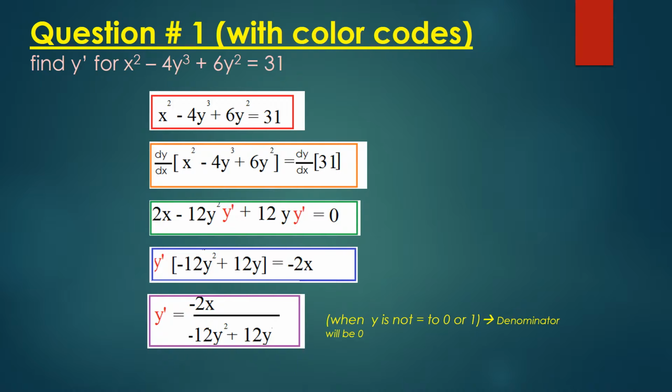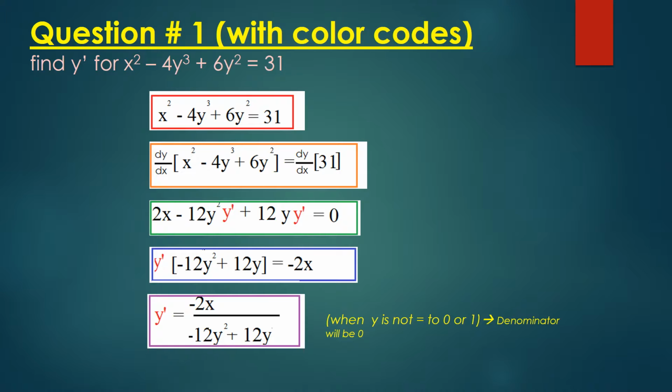Now you have terms that contain a y prime, so you want to group those together the same way you would group, let's say, 12x plus 3x is equal to x times 12 plus 3. Same idea over here. So y prime times negative 12y squared plus 12y, because those were the two terms containing a y prime, is equal to negative 2x, because negative 2x was the only term that did not contain a y prime.